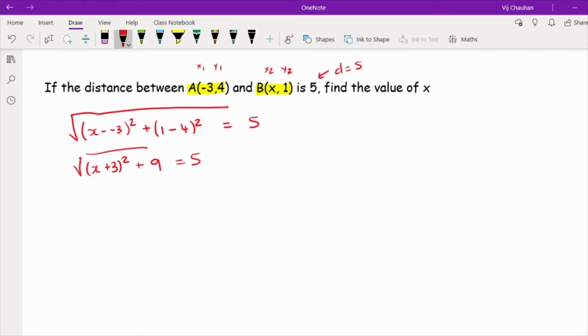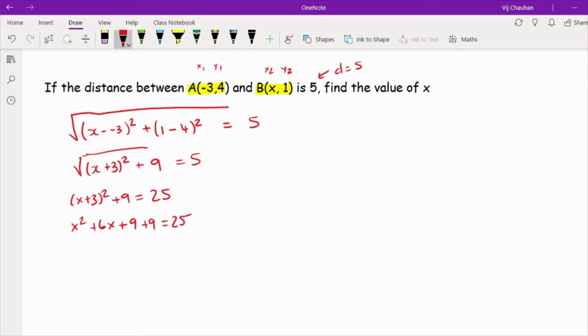So now at this point I'm going to expand the brackets and take the square root over to the other side. So I've got x plus 3 squared plus 9 equals 25. And then I'm going to end up with x squared plus 6x plus 9 plus 9 equals 25.